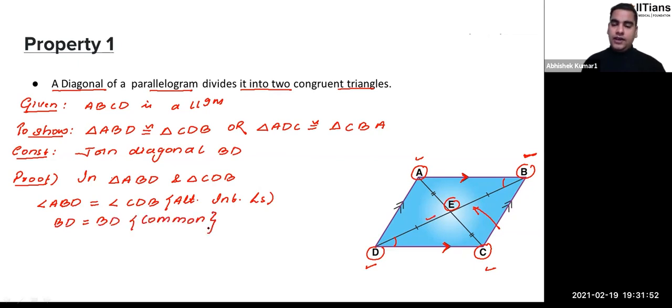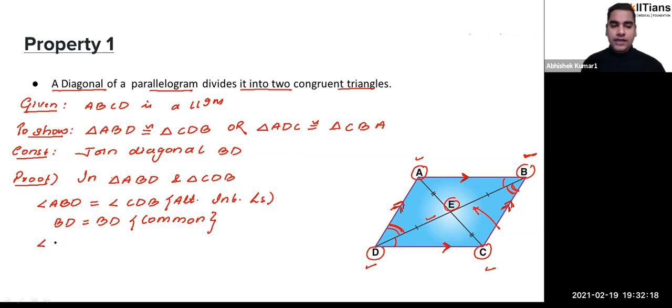What's the third thing you have? The third thing is this angle that you have here. This is same as this angle. Okay. For the very same reason, because this line segment DA is parallel to CB, as ABCD is a parallelogram and DB is acting as a transversal. So these two angles will also be equal because of the same reason, alternate interior angle.